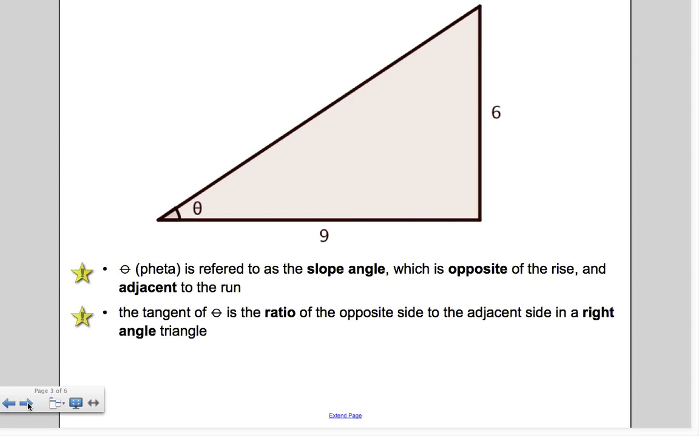Now I'm going to start learning some Greek. I heard that's pretty difficult. Okay, Greek letters. This symbol, which is the best I can find on here, is really written like this. It's pronounced theta. Theta. So it looks like a little lowercase o almost, but the line's all the way across. So theta is referred to as the slope angle.